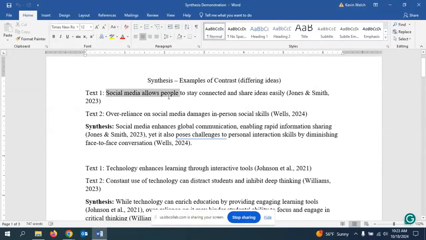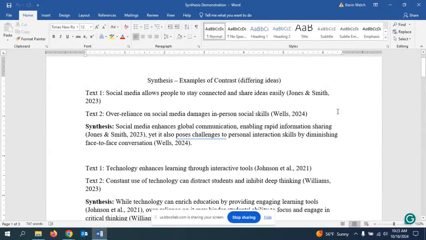This one is arguing something generally positive, I guess, or maybe it isn't even seen as positive. They're just talking about the connection and the ability to share ideas easily through social media. But this one talks about how relying on social media too much is damaging to in-person social skills, meaning talking with people in person, sharing things in person, interacting in person. So this one presents one idea about social skills, and this one gives a different idea. In other words, they contrast.